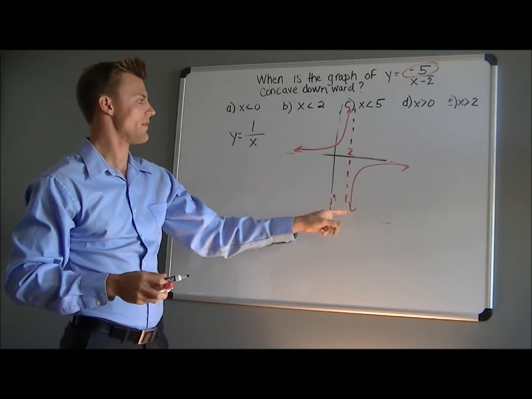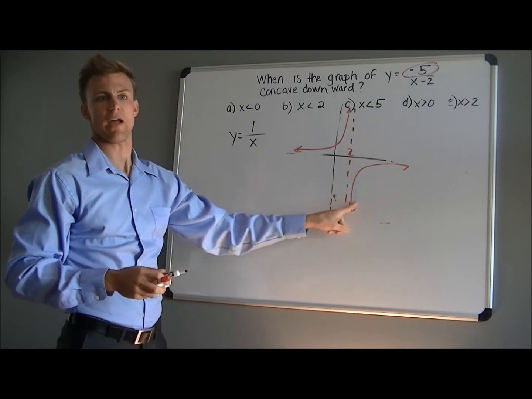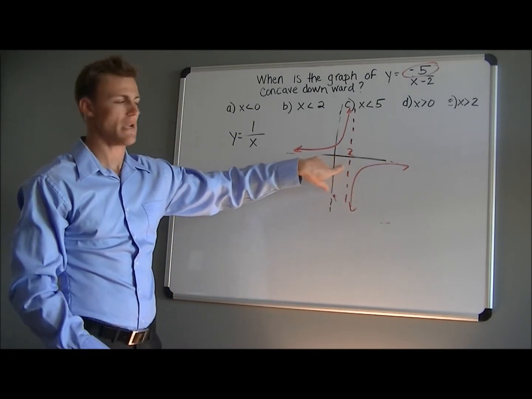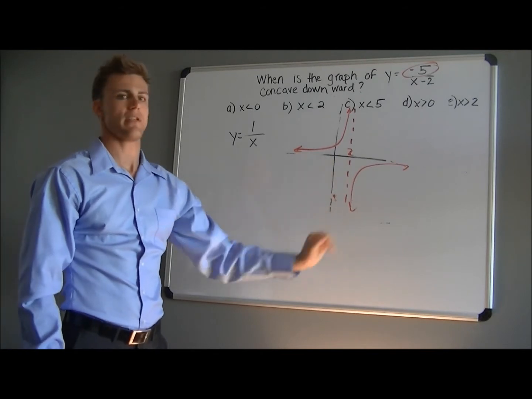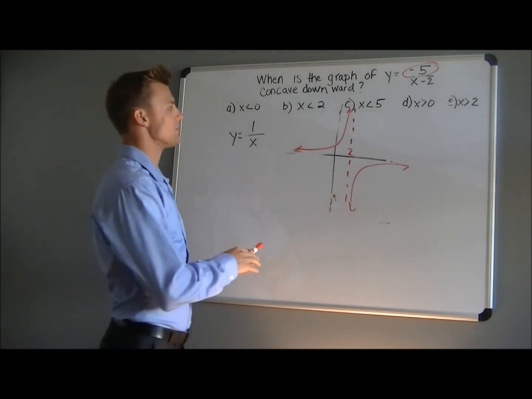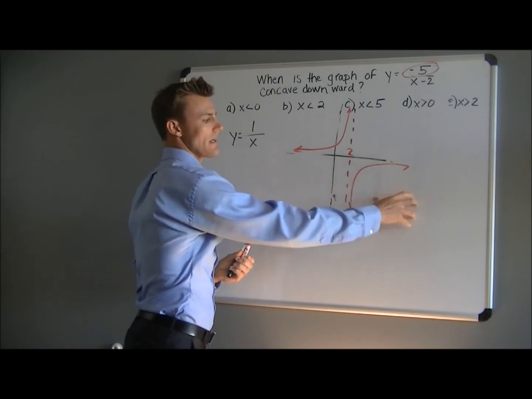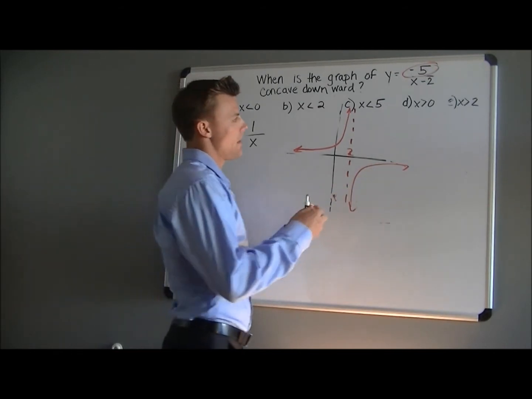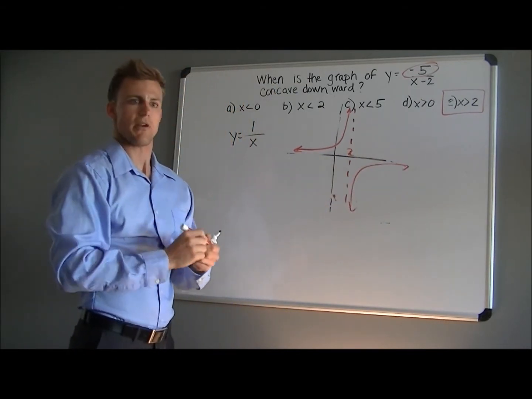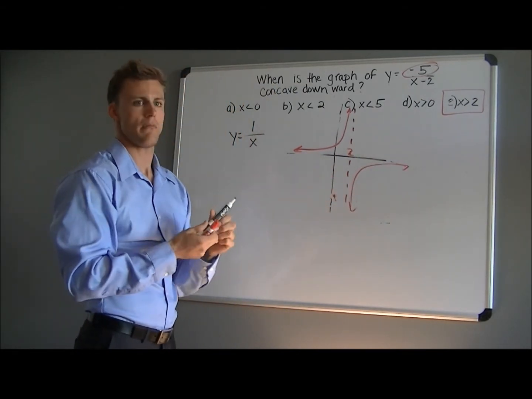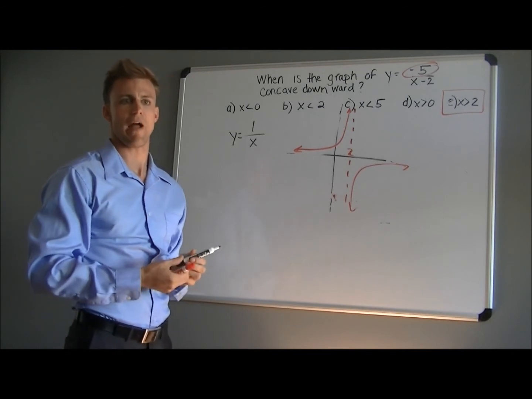Concave downward. This entire section is concave downward. X cannot be equal to 2 because we have a vertical asymptote there. But everything to the right, or greater than 2, is going to be concave downward. Therefore, we arrive at the exact same answer. X is greater than 2, the interval, by doing this completely graphically.